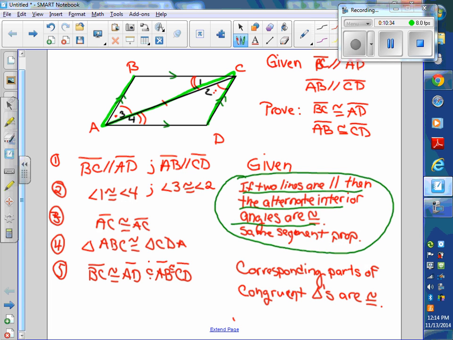Wait, it's corresponding parts. Are congruent if triangles are. Are you? I'm trying to. I'm going to stop.